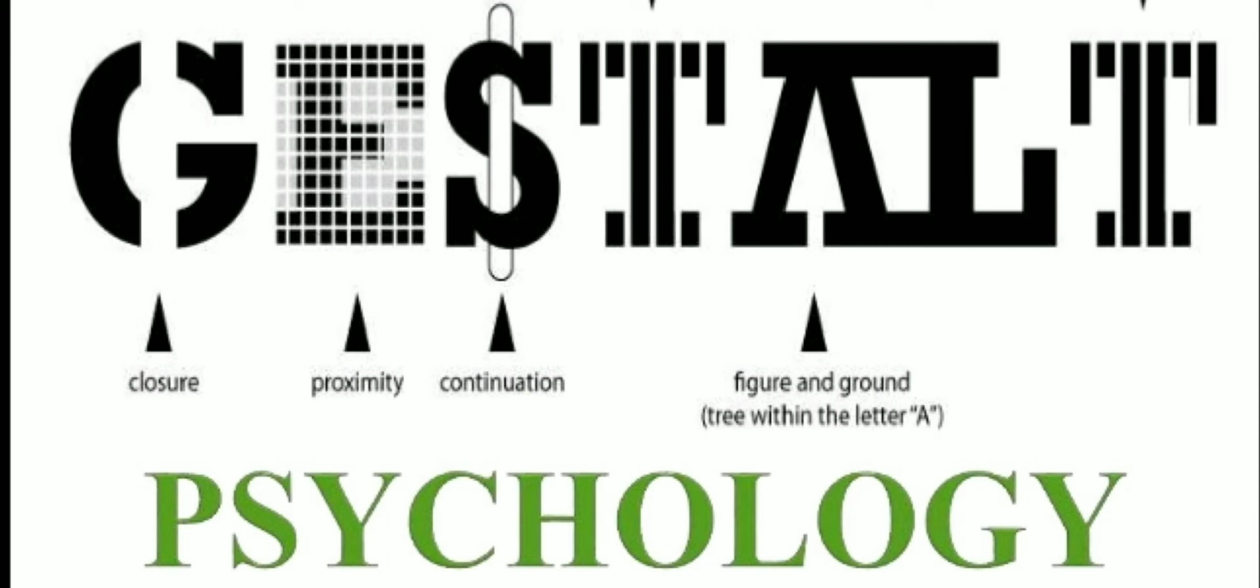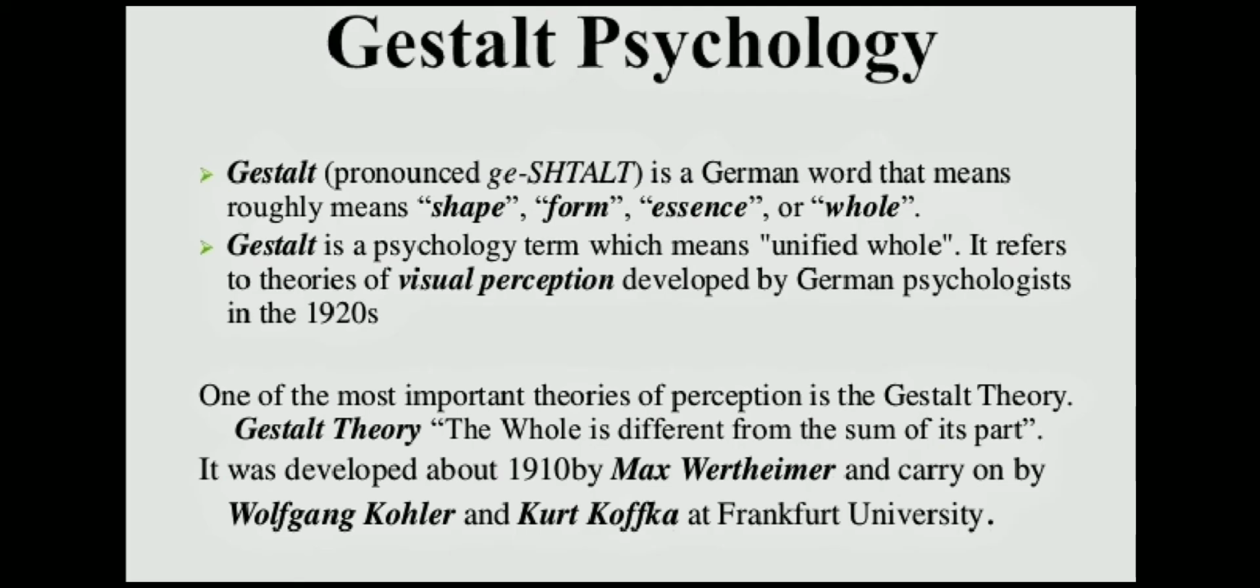Good day everyone. In this video, I'm going to share with you the general information about Gestalt Psychology, including its principles. Gestalt is a German word that means roughly shape, form, essence, or whole. Gestalt is a psychology term which means unified whole. It refers to the theories of visual perception developed by German psychologists in the 1920s.